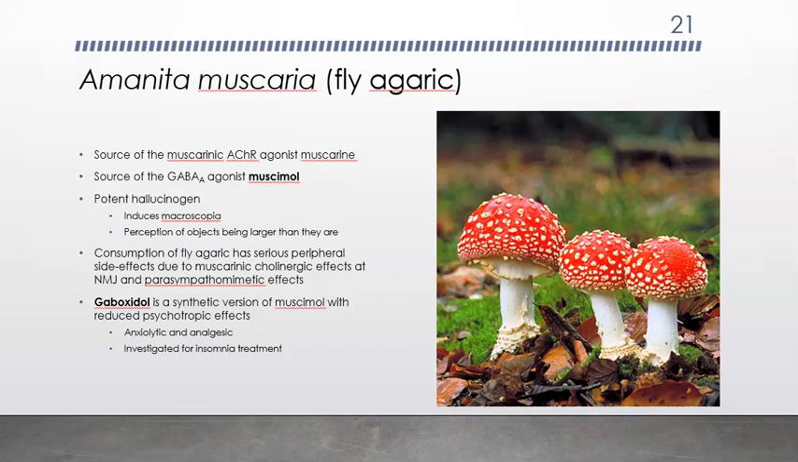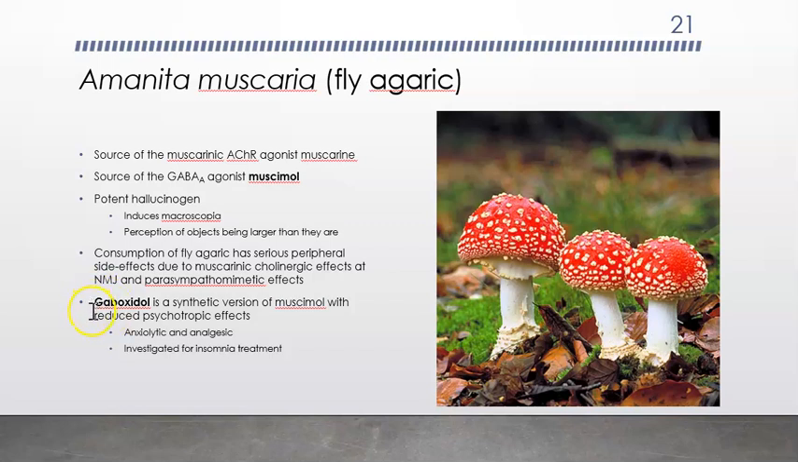And consumption of fly agaric has serious peripheral side effects due to these muscarinic cholinergic effects at the neuromuscular junction and its parasympathomimetic effects. There is a synthetic version of muscimol that we can use as well. That is gaboxadol.